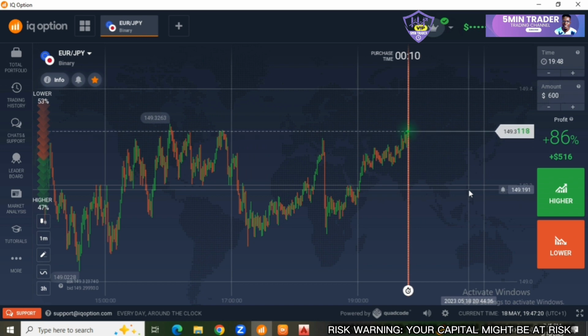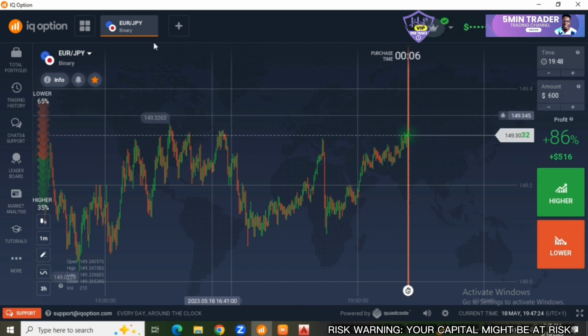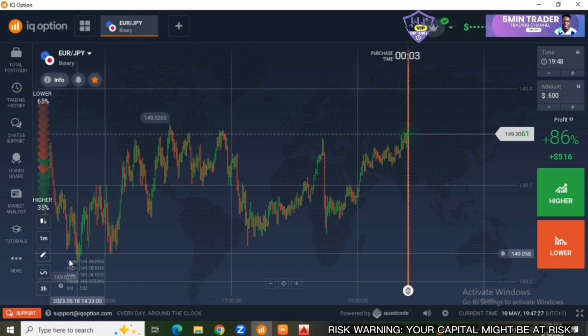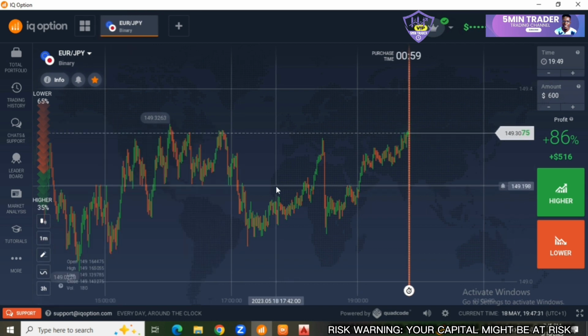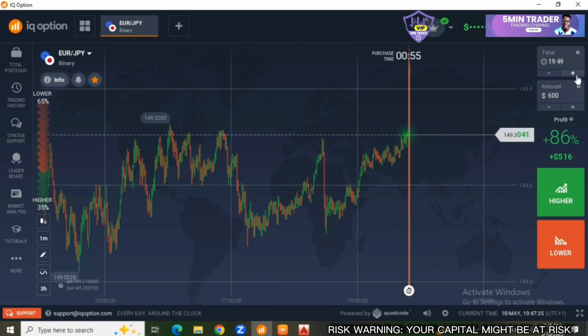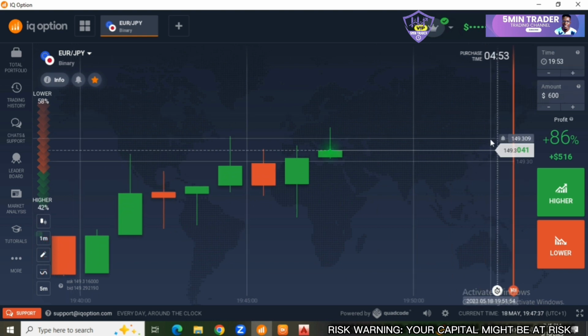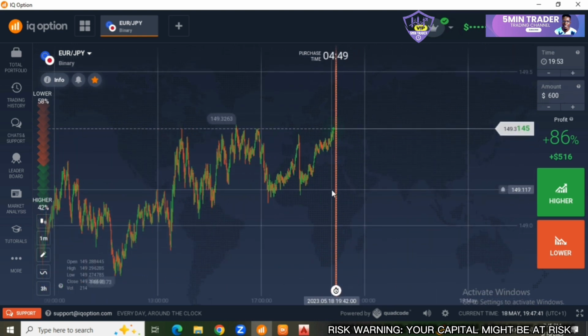The first thing we are going to do is analyze this chart. This is the Euro JPY currency pair, as you can see, and we are going to be analyzing the 1 minute candle time frame, just like you can see here. We are going to be taking our trade, and the trade will run for 5 minutes. So I will have that set up.